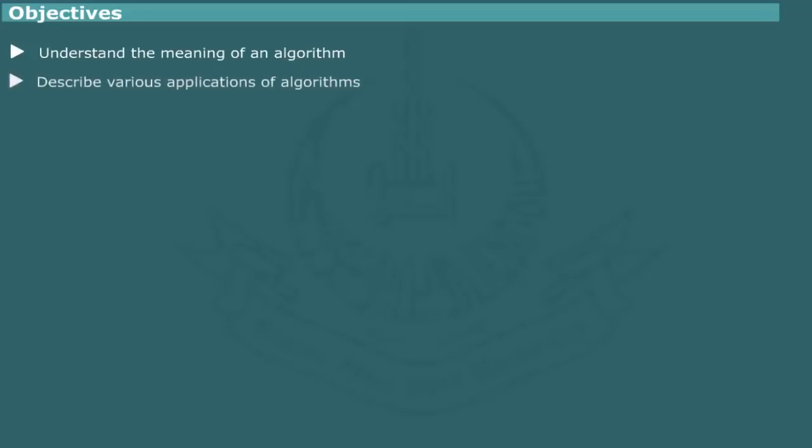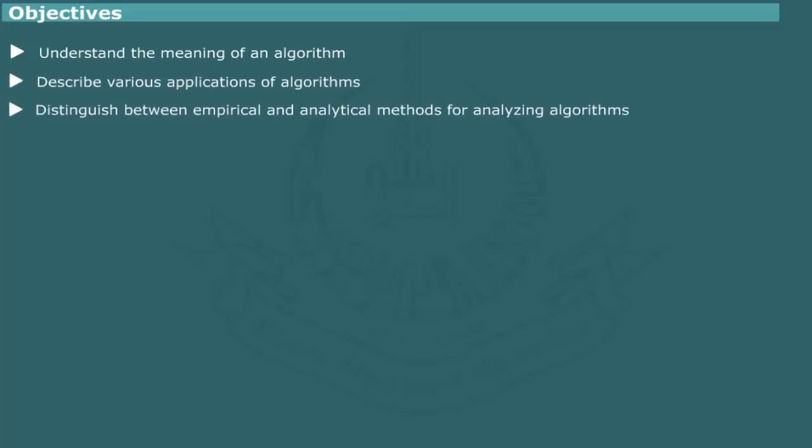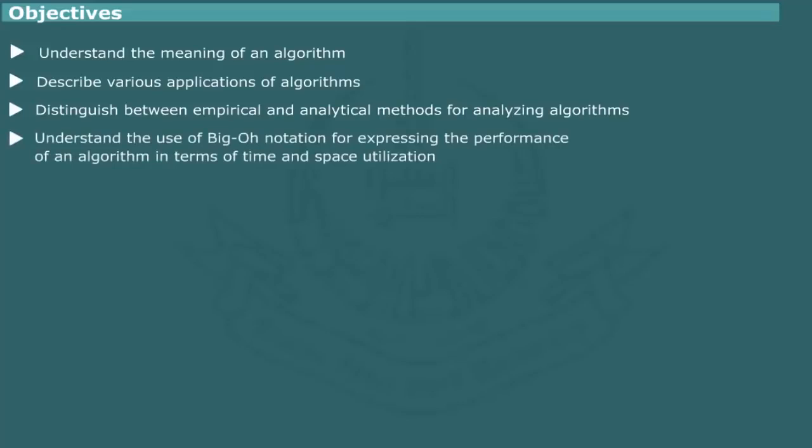Objectives. After completing the unit, you should be able to understand the meaning of an algorithm, describe various formal applications of algorithms, distinguish between empirical and analytical methods for analyzing algorithms, understand the use of big O notation for expressing the performance of an algorithm in terms of time and space utilization, and learn rules for specifying the behavior of algorithms for large data inputs.